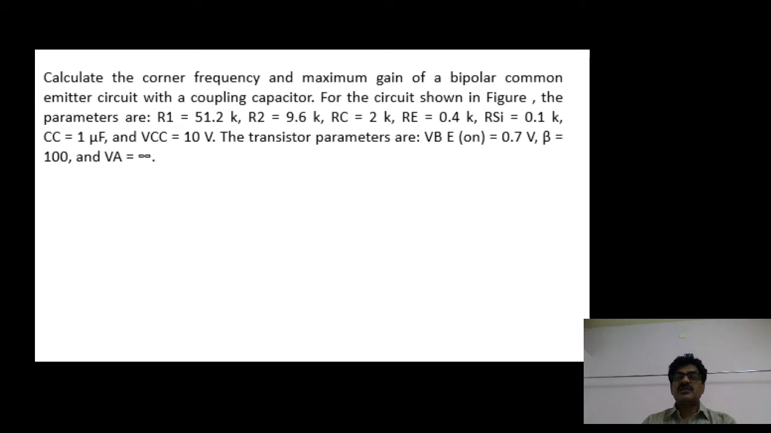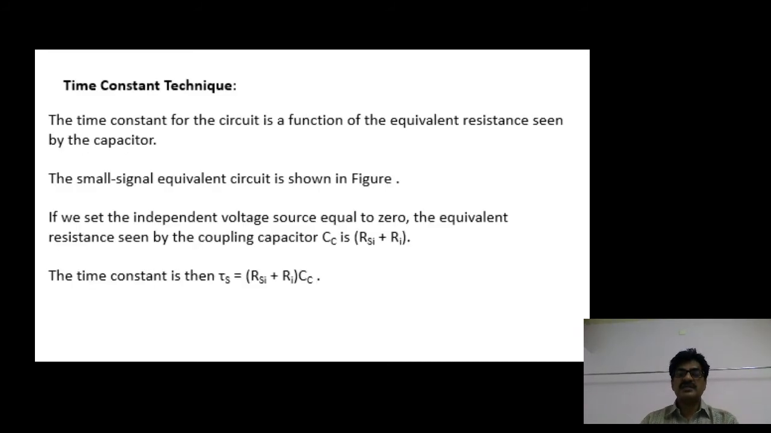So with reference to the above analysis, here is one problem. Calculate the corner frequency and maximum gain using this data. Okay, so you solve it, and if you have any doubts you can discuss later.